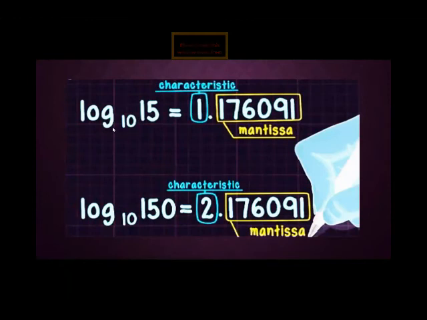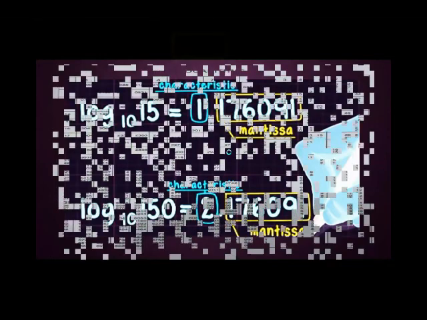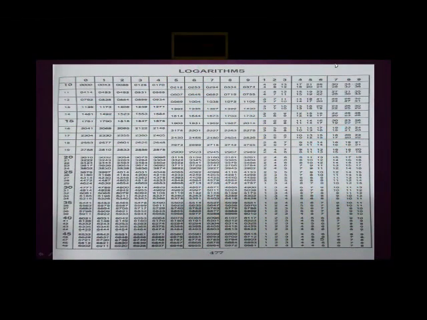Similarly, for log 10 of 15 or log 10 of 150, the mantissa will be the same, 176091, because we are considering 150. You will get 176091, but the characteristic will change. In 15 there are two digits in its integral part, so 2 minus 1 is 1, and in 150 there are three digits in its integral part, so 3 minus 1 is 2, giving 2.176091.